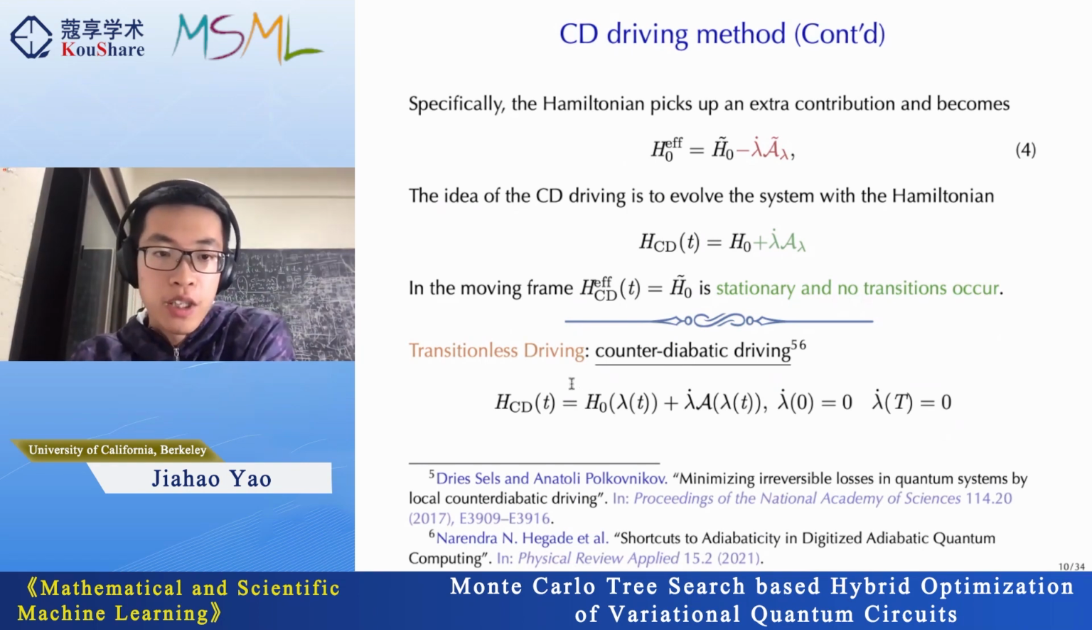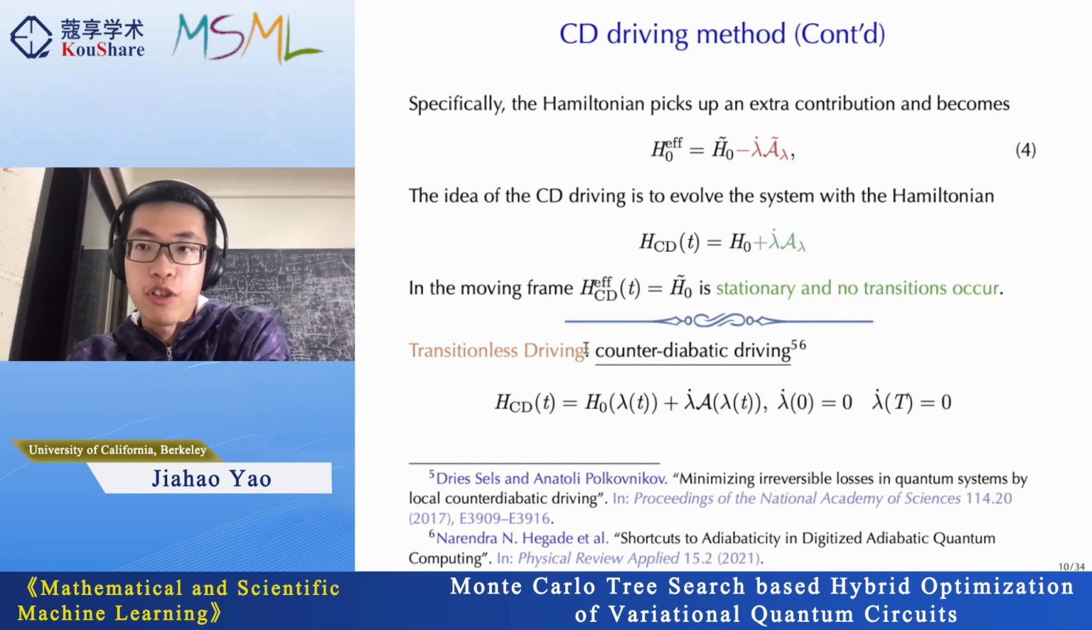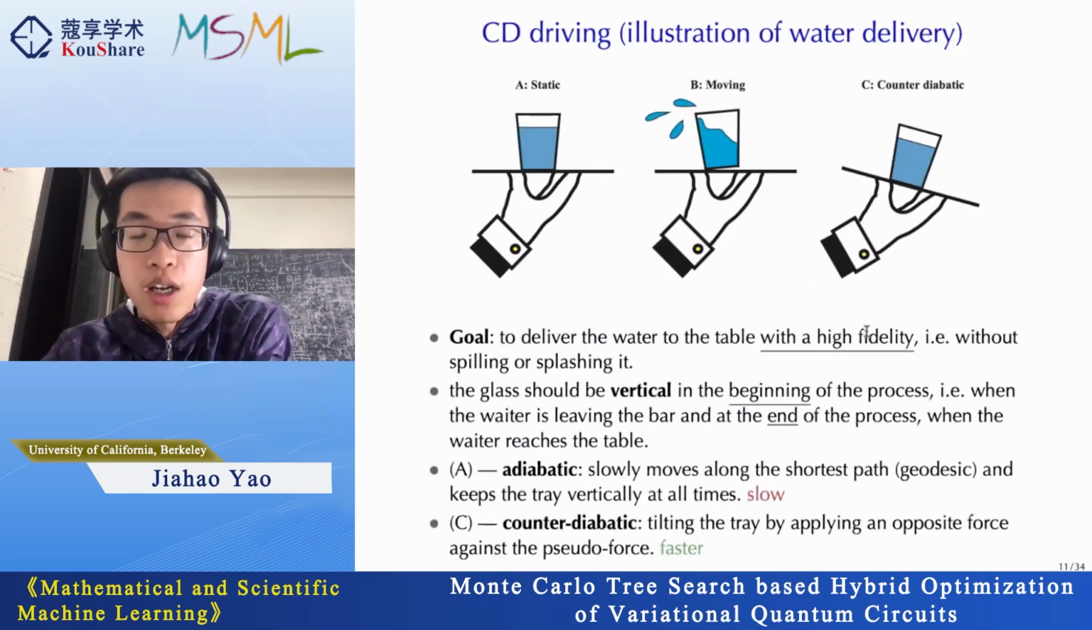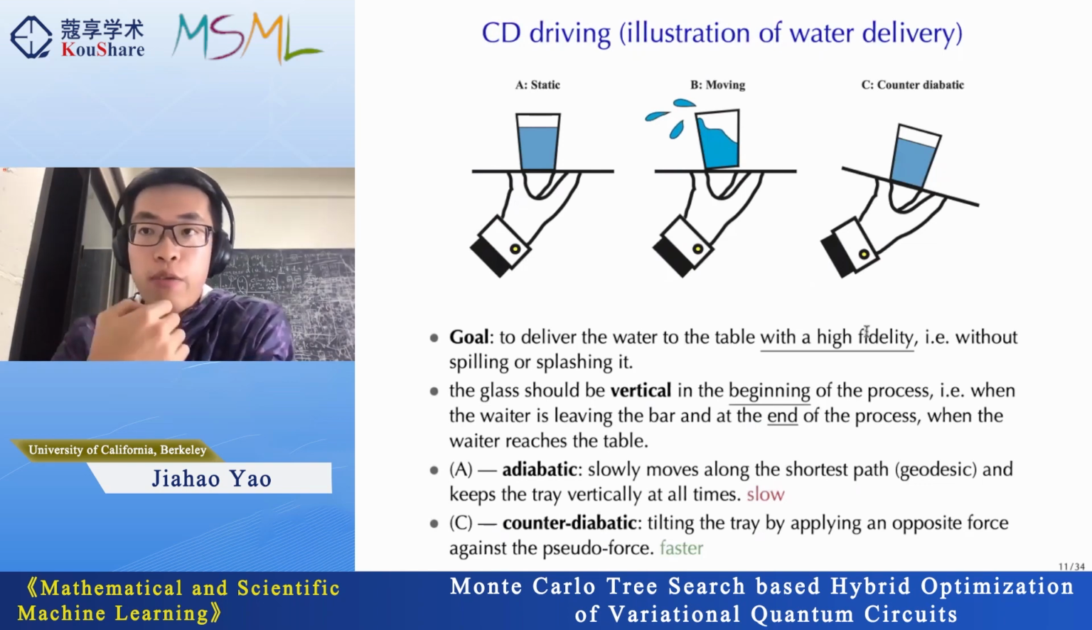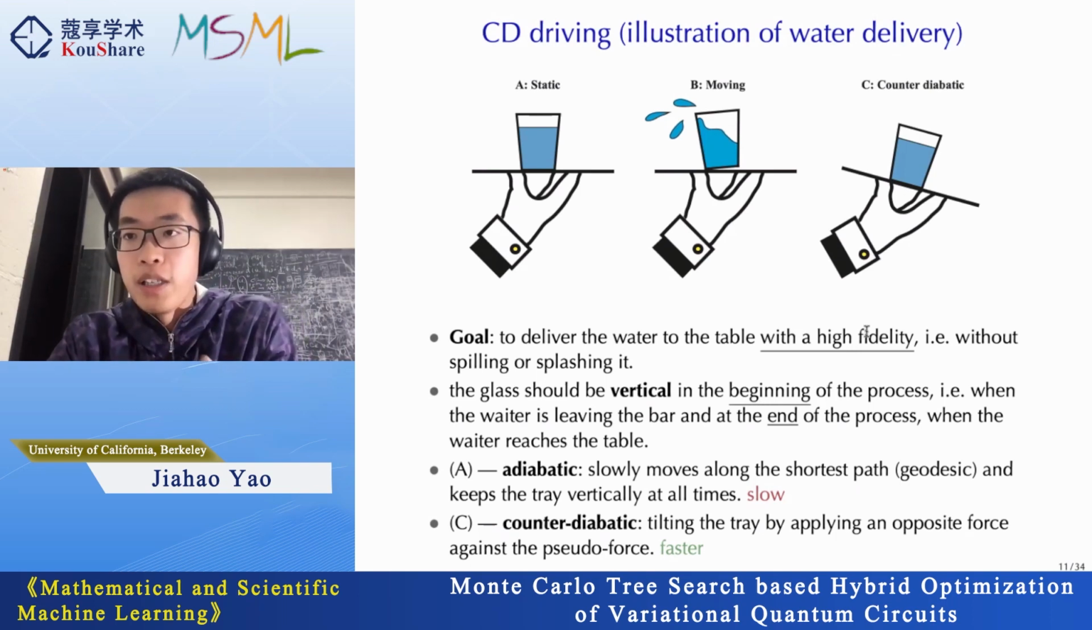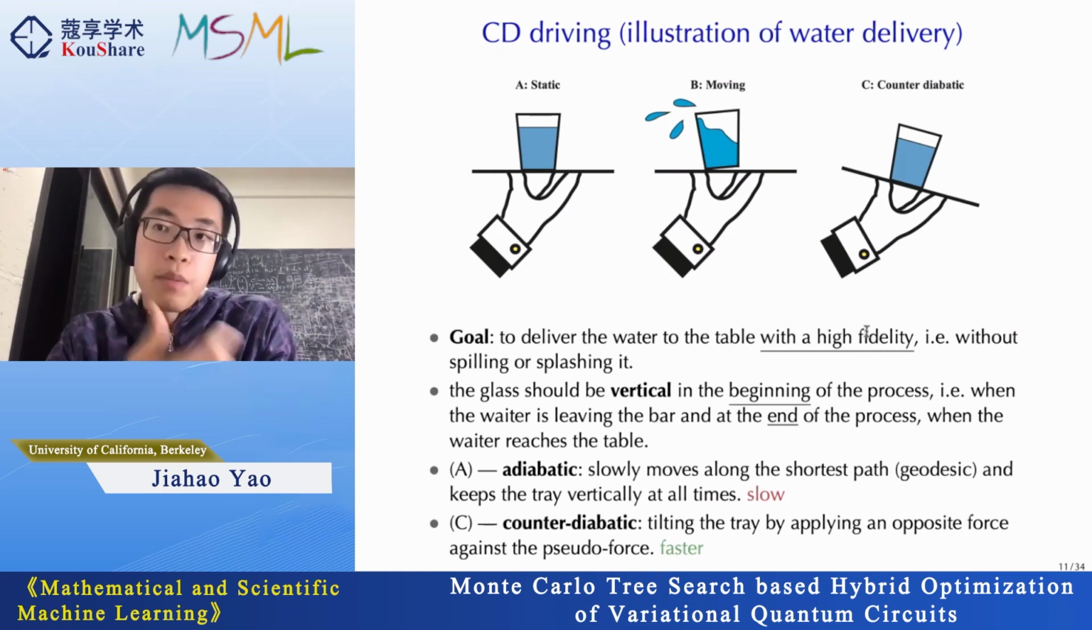So to sum up, for this transitionless driving, we get a counterdiabatic driving Hamiltonian as the original Hamiltonian plus this actual term. And I will also give you a more intuitive explanation of what CD driving is. For example, waiters want to serve water. The goal is to deliver the water to the table with high fidelity, and high fidelity here means without spilling out the water.